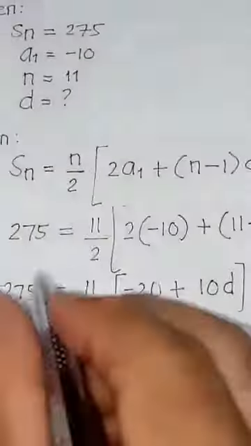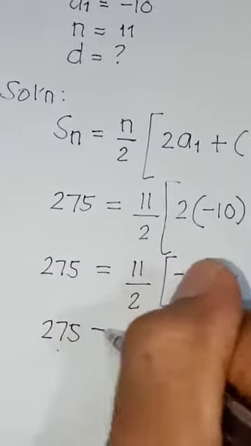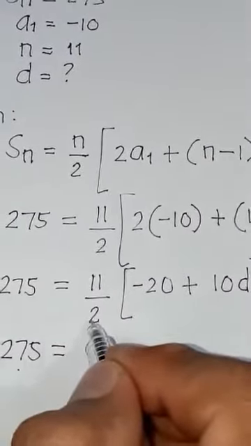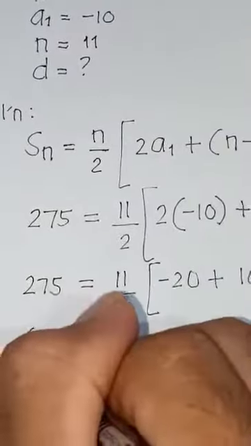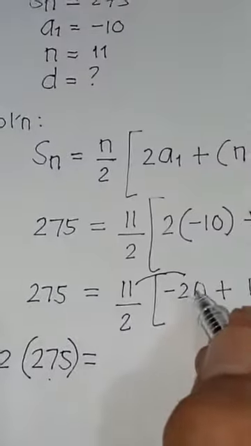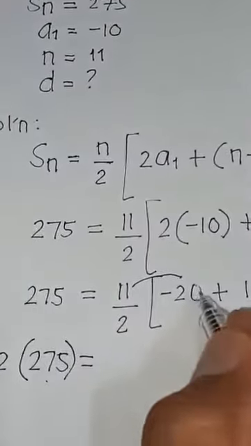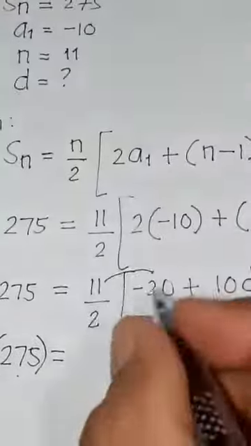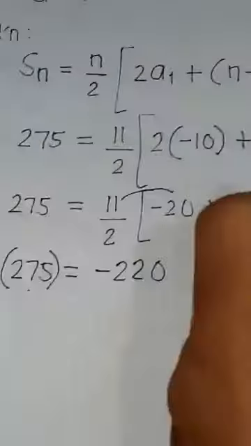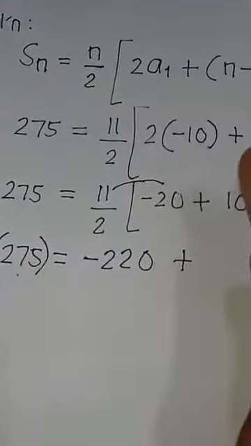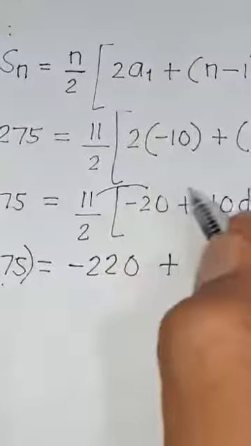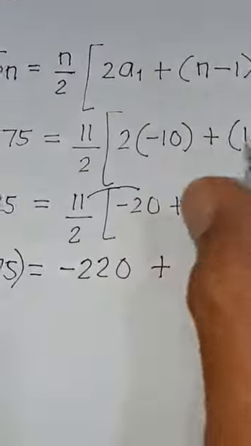Okay, so we're going to distribute here. 275 equals, distributing, and then we're going to cross multiply 2 with 275, so we're going to multiply this by 2, and then we're going to distribute 11 to negative 20, or multiply 11 by negative 20, and that will give us negative 220, plus we're going to distribute 11 times 10, that will give us 110D.